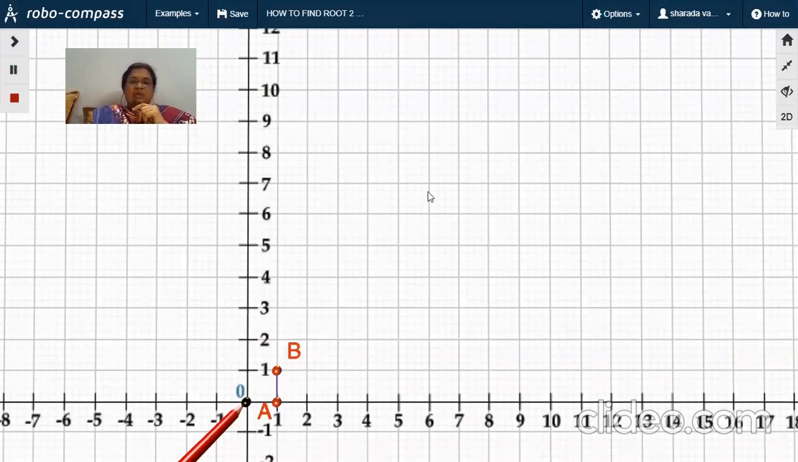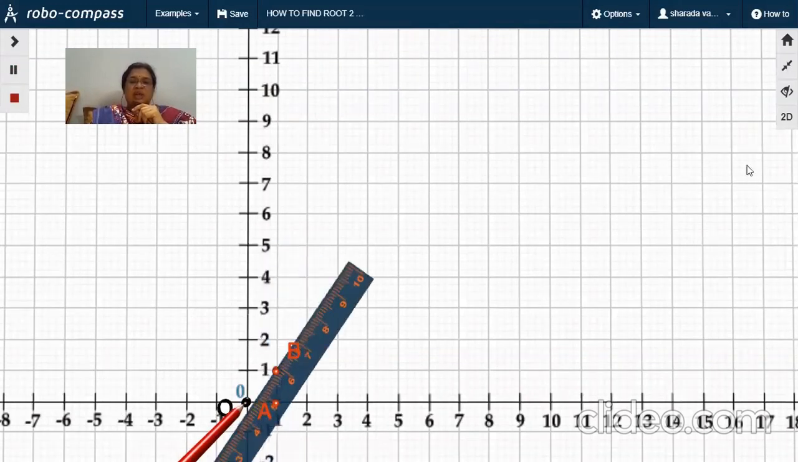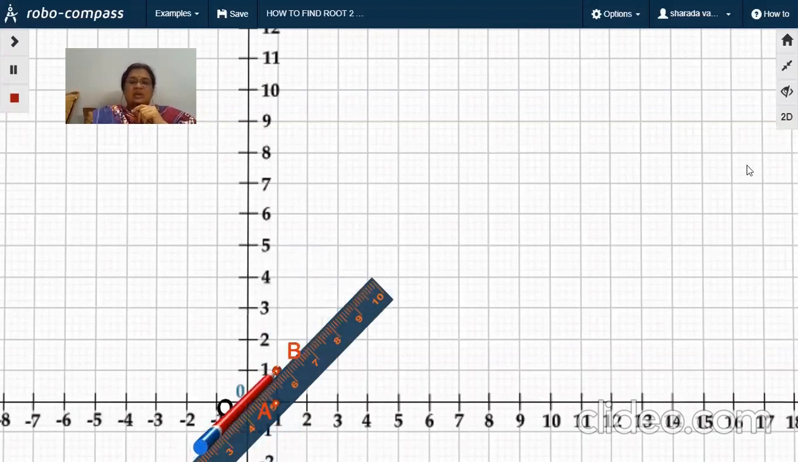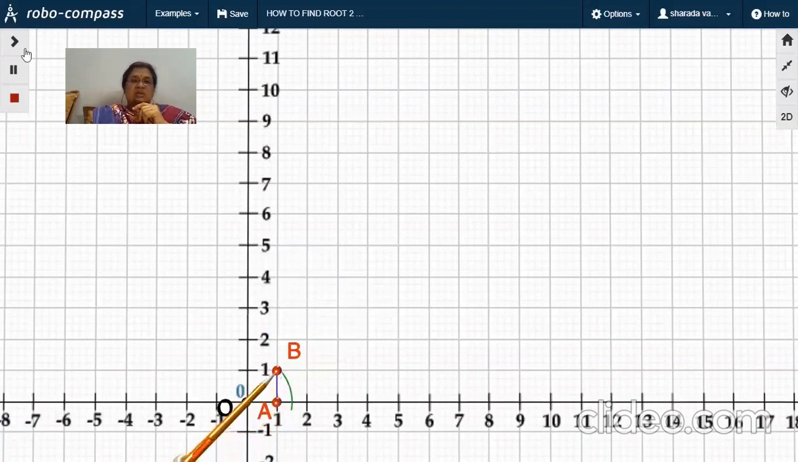And now you join this origin and B, that is OB, like this, and you put your compass. Taking radius as OB, draw an arc and look at where it intersects the x-axis. The point where the arc will intersect, that point will be the root 2 value, that is 1.4.